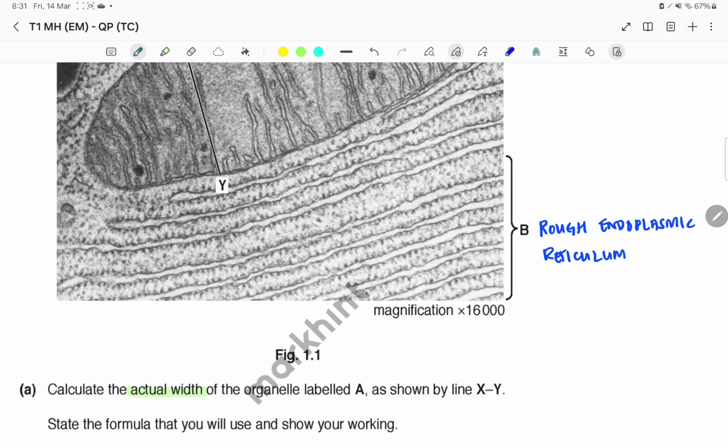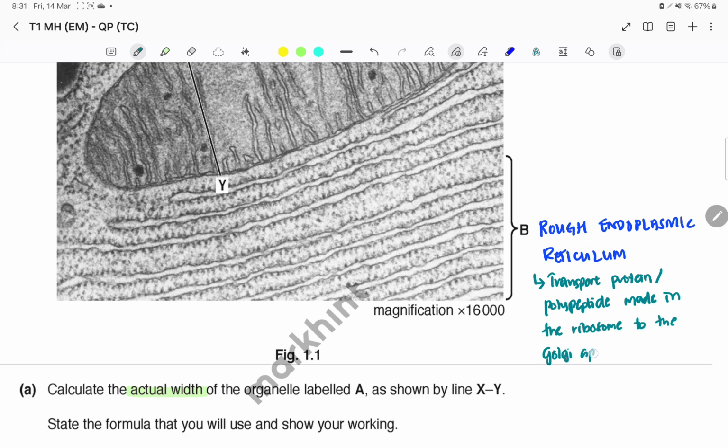Okay, a little bit of notes. Rough endoplasmic reticulum. Okay, we know that it will release transport vesicles, where the function is that it will transport the protein or the polypeptide which is made in the ribosome. Where is it going to be transporting it to? The Golgi apparatus or the Golgi body. Okay, you can take note of that.